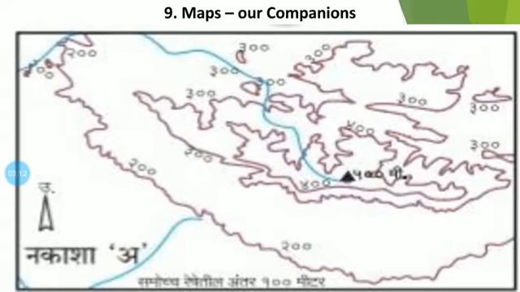Next, taking into account the differences in their height, shape, etc., various landforms can be shown on a map. There are different methods of showing these landforms on a map. Let us look at these methods. So friends, we have to see the different methods to draw maps.